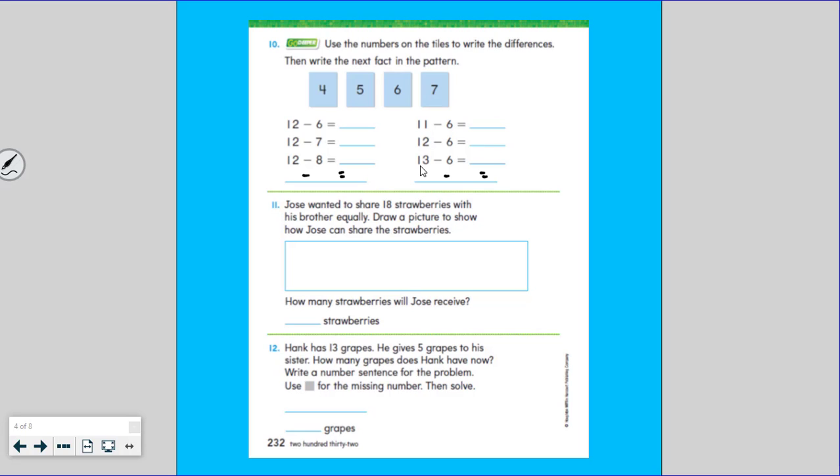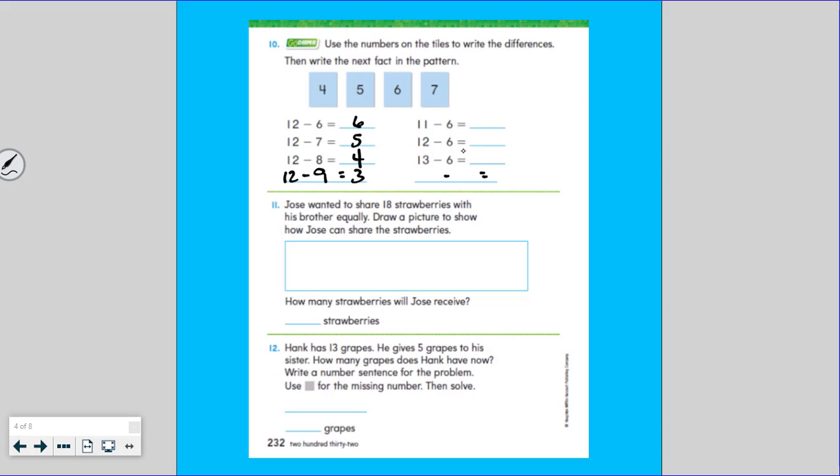All right, here we go. So 12 minus 6 is 6. 12 minus 7 is 5. 12 minus 8 is 4. And so we have 12 minus 6, 12 minus 7, 12 minus 8. So that means the next logical answer would be 12 minus 9, right? And 12 minus 9 equals 3. So that follows the pattern.